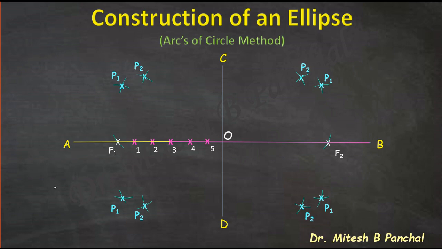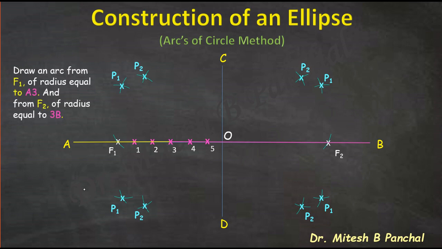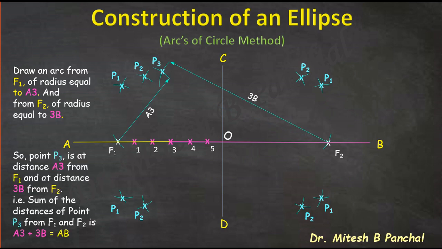So repeat the procedure. Draw an arc from F1 of radius equal to A3 and from F2 radius equal to 3b. The intersection point will be point P3. The point P3 is at a distance A3 from F1 and at a distance 3b from F2. It means the sum of the distances of point P3 from F1 and F2 is A3 plus 3b, equal to AB.